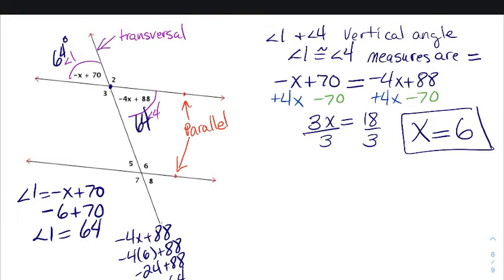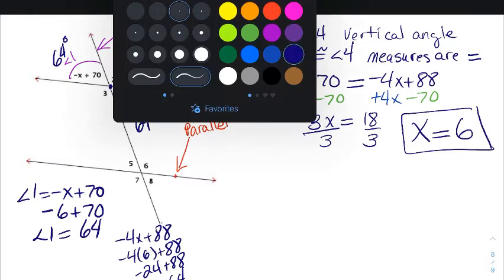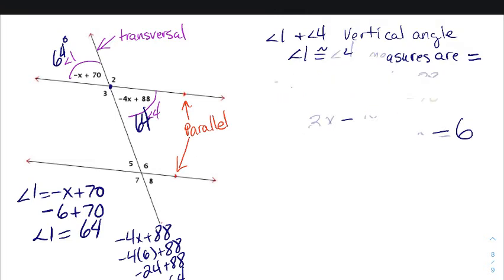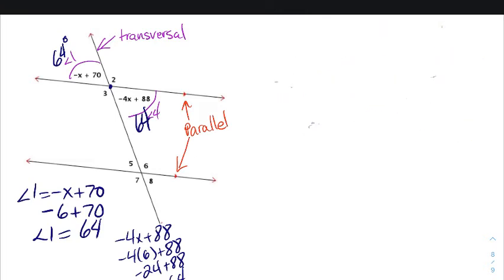Now we are able to apply all of our parallel line properties. Remember, if two lines are parallel and cut by a transversal, we have special relationships with our angles. So we've already determined these two angles that were given to us were vertical to one another. But we now can also look at our other properties as well. So let me erase some space here, just so we have room to write.